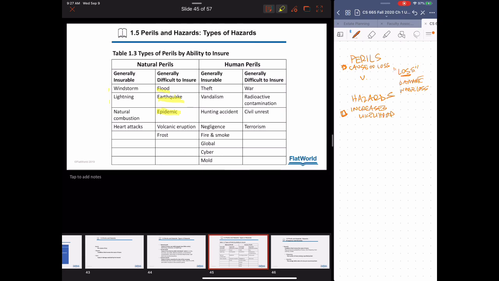And then human perils that are generally insurable versus difficult to insure. Obviously, war is pretty hard to insure. As well as terrorism, which can sometimes be synonymous with war, versus those things that are generally insurable. Now, insurance companies don't generally love these, but you can insure against them.